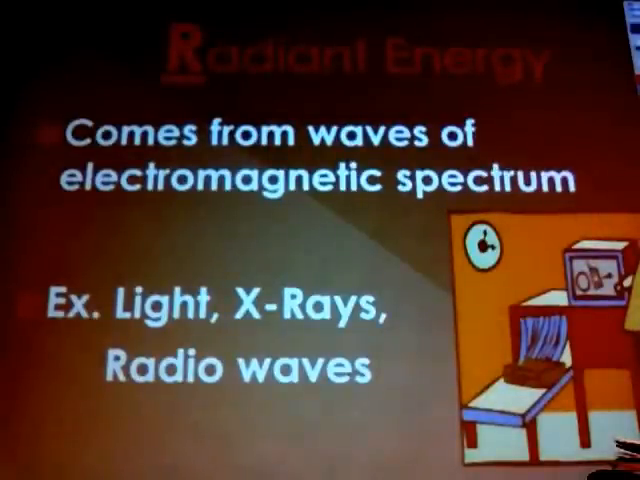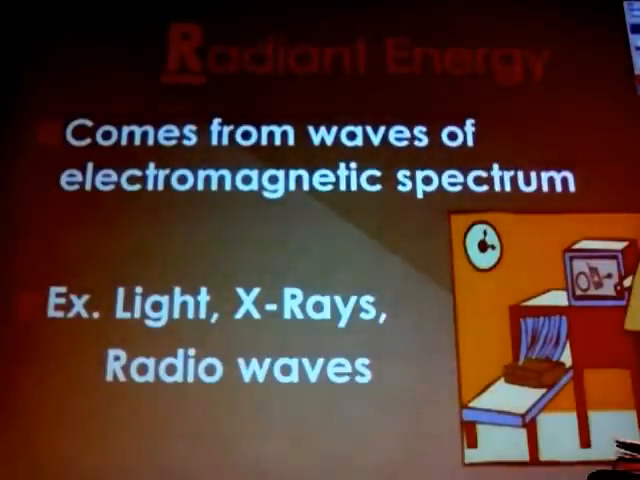Radiant energy. That comes from waves of the electromagnetic spectrum. Like light travels in waves. Okay? X-rays are a type of wave. Radio waves are waves. All of these things travel in waves, like sound. Okay, these are all types of kinetic energy. They move, you just don't see it.